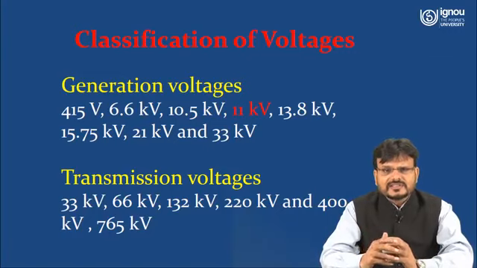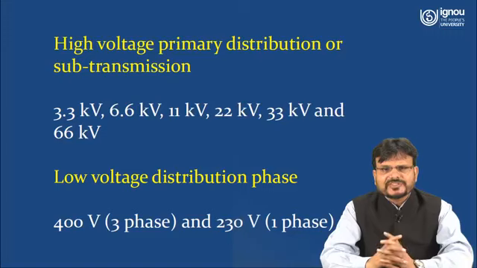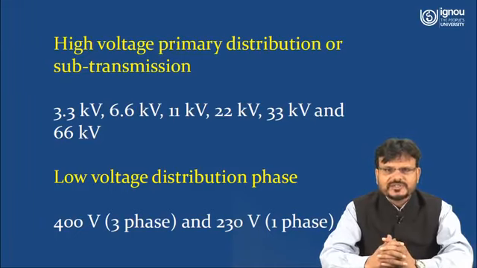The reason is, if you are transmitting the power at high voltage, you can reduce the losses, you can improve the transmission efficiency, and you will have good voltage regulation. So all these are the advantages of why transmission is done at high voltage. And this high voltage primary distribution or sub-transmission can be classified on the basis of voltage: 3.3 kV, 6.6 kV, 11 kV, 22 kV, 33 kV and 66 kV.